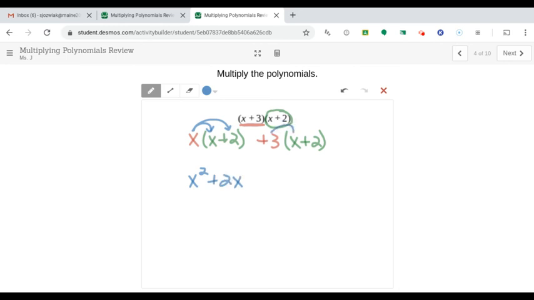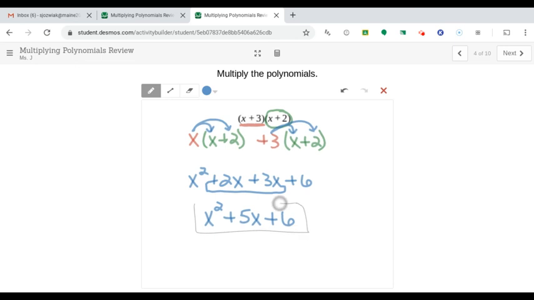Now over here, I'm going to do 3 times x, so 3x. And I'm going to do 3 times 2, and so we get 6. And then we need to combine our like terms. So 2x and 3x is going to give us 5x. So we're going to have x squared plus 5x plus 6.